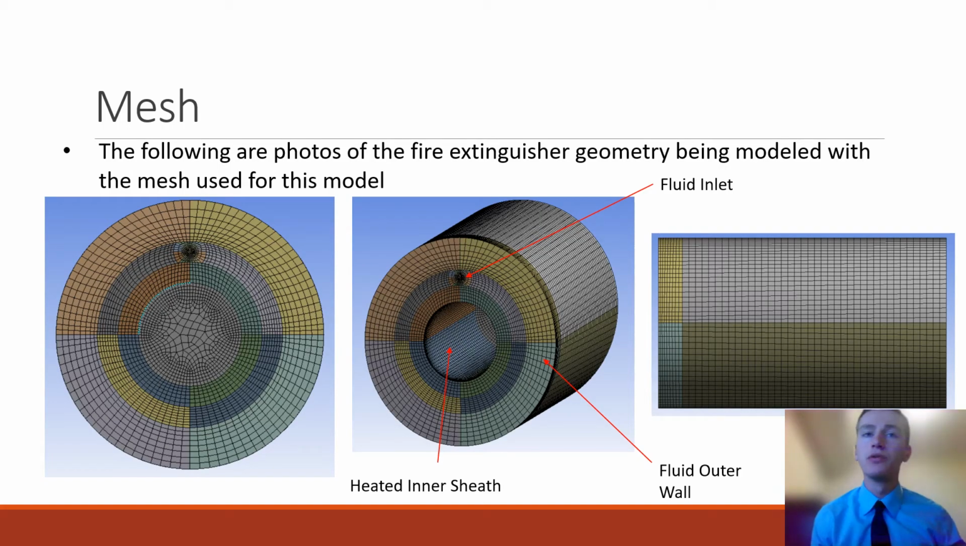Here are some more photos of the chamber geometry used to model this fire extinguisher. As you can see here, this is the meshed version of that geometry. This is an important parameter in computational fluid dynamics, as various states of the simulation will be calculated at each one of those little nodes where the mesh lines intersect. As you can see, there's important sections marked off for this geometry.